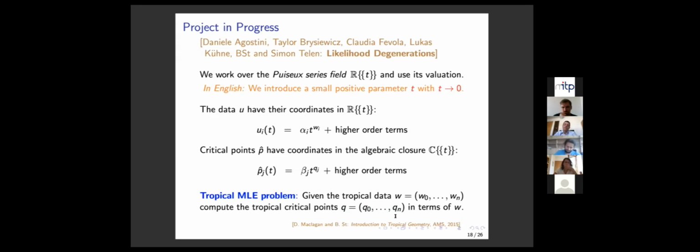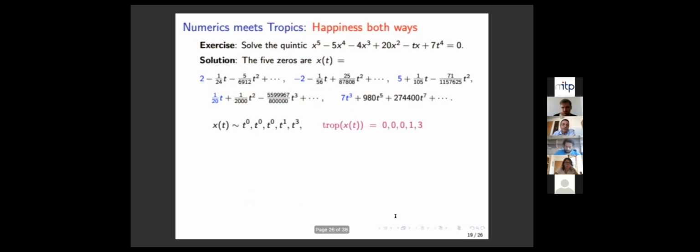Here's a book reference for tropical geometry. We will see that this will be possible in some circumstances. Well, let me first give a very simple example and make a remark about the relationship between numerical mathematics and tropical mathematics. The relationship is a very happy one. There's happiness in both directions. I'm going to explain this by a simple example.